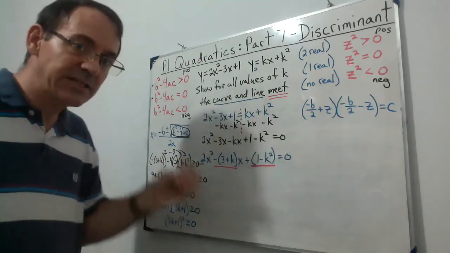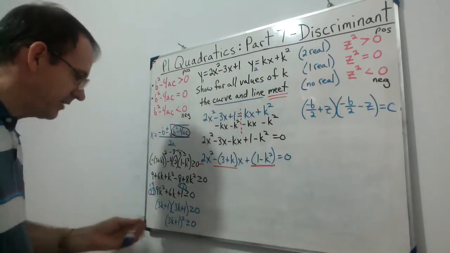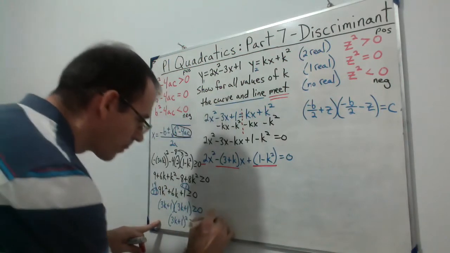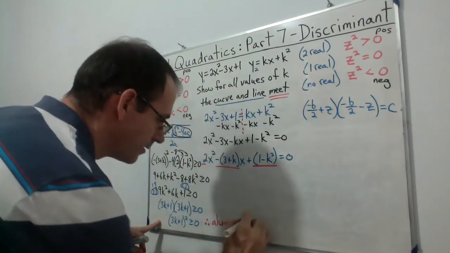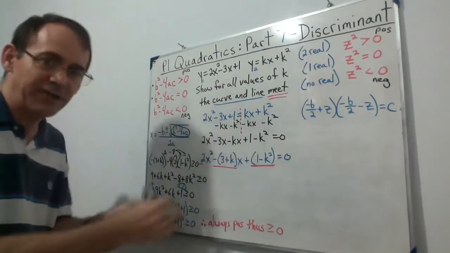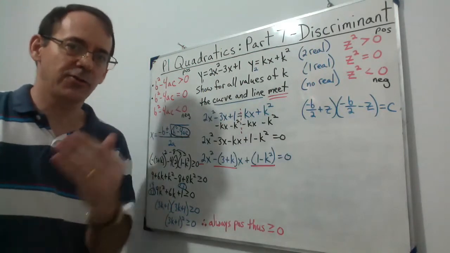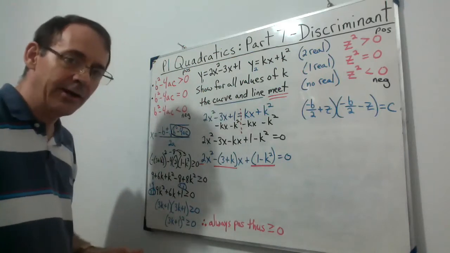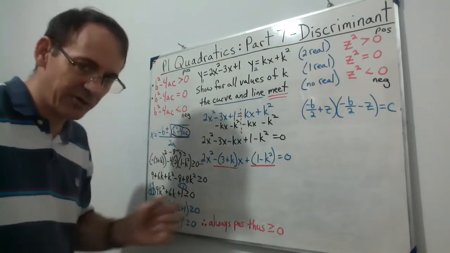Positives squared are positives, and negatives squared are positive. So what you're going to say here is, therefore, always positive, thus greater than or equal to 0. That's one way of stating it. You don't have to use my words exactly. What Cambridge is looking for is that you're interpreting this perfect square as always ending up with a positive value, and if it's positive, it's greater than or equal to 0.